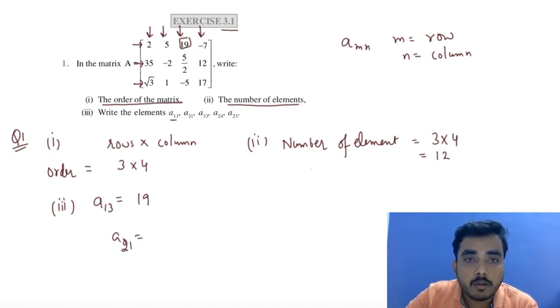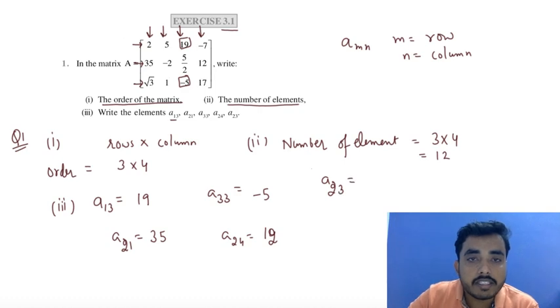A21, what will it be? Second row, first element. So second row, first element is 35. A33, third row, third element. Third row, third element is -5. A24, how much will it be? Second row, fourth element, which is 12. A23 is second row, third element, which is 5 by 2. So with this, question number 1 is complete.